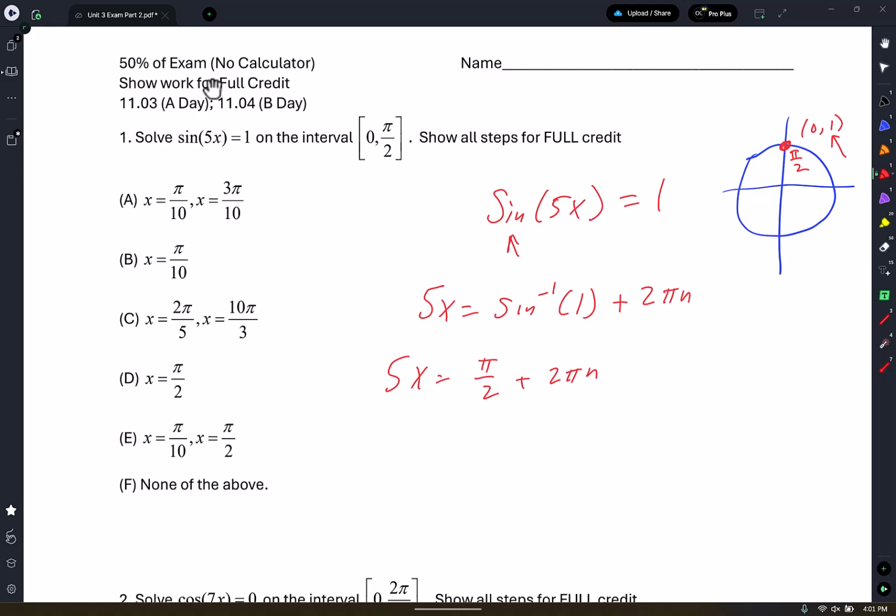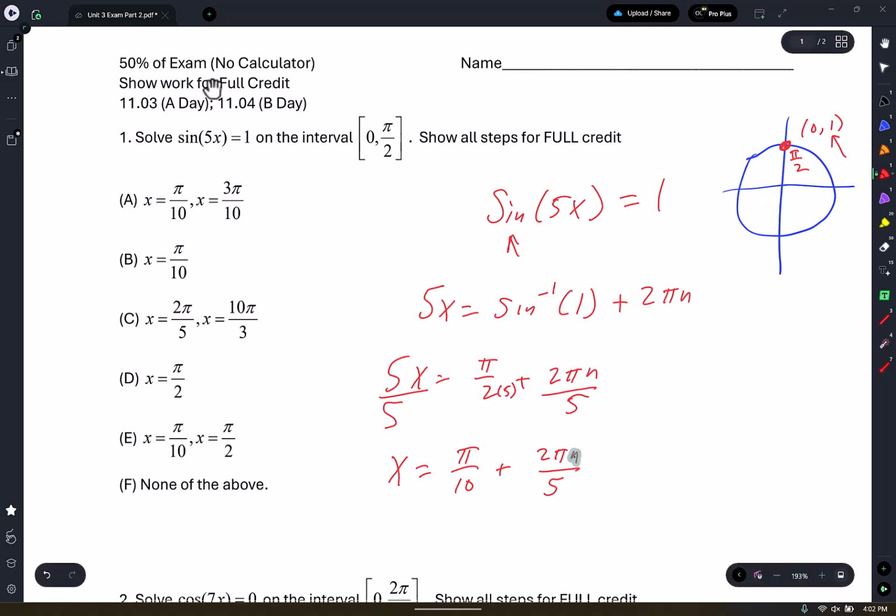Okay. So now I need to get the x by itself. I have 5 times x, so I'm going to divide by 5. You can either divide by 5 or put the 5 next to the 2. It doesn't matter. It's the same. So you have x is equal to pi over 10 plus 2 pi n over 5. So catch up to here. Can we put the n on the side? Yes. You can put the n on the sides right here like that.